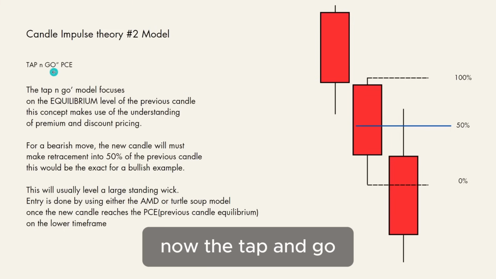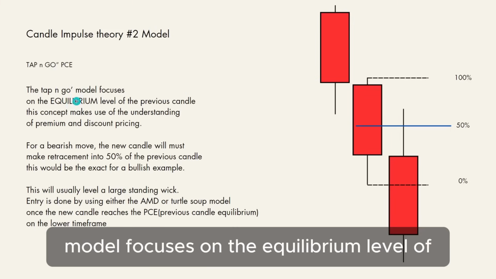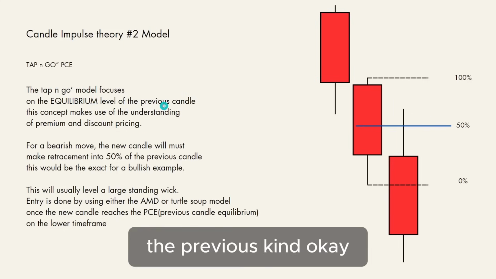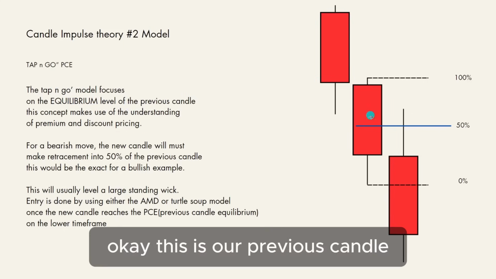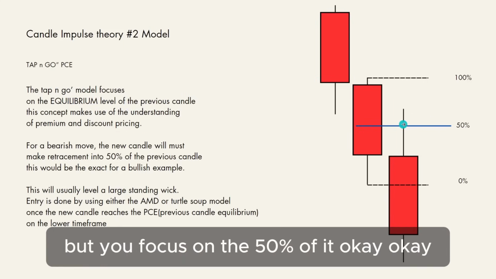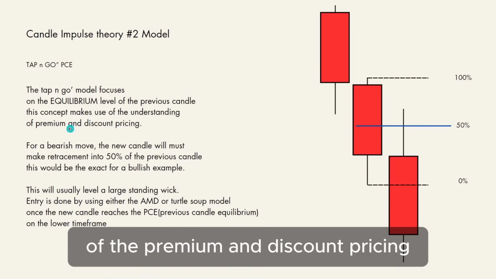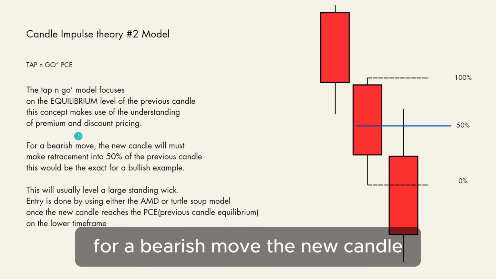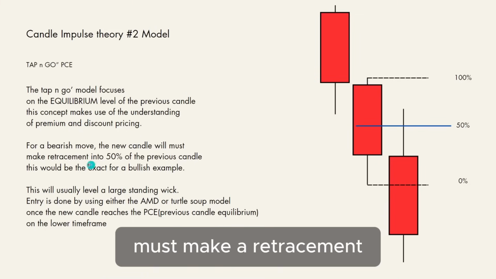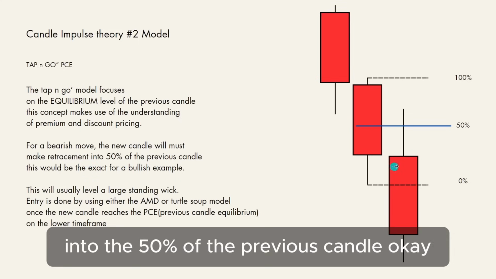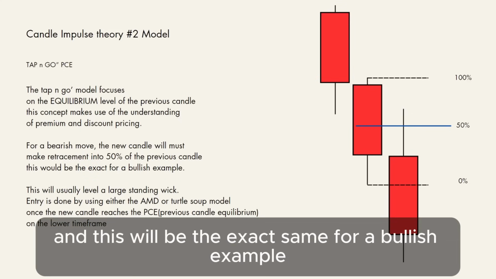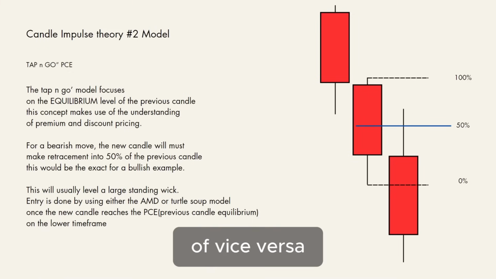Now, the tap and go model focuses on the equilibrium level of the previous candle, okay? This is our previous candle, but you focus on the 50% of it, okay? The concept makes use of the understanding of the premium and discount pricing. For a bearish move, the new candle must make a retracement into the 50% of the previous candle, okay? And this would be the exact same for a bullish example, or vice versa.